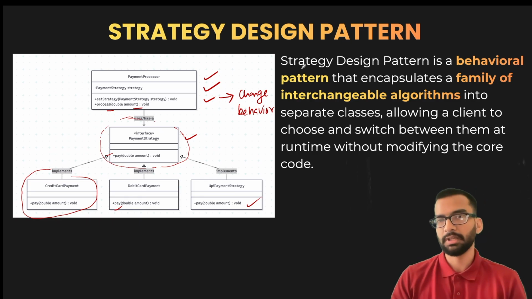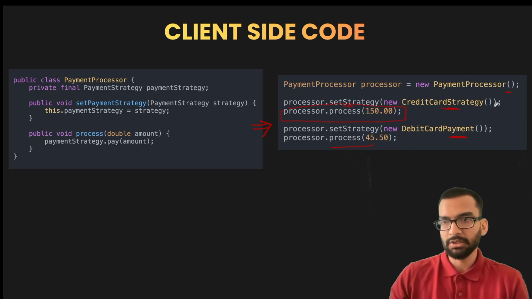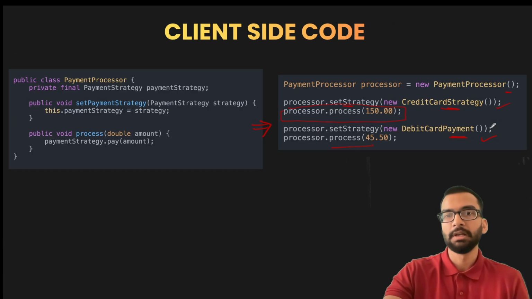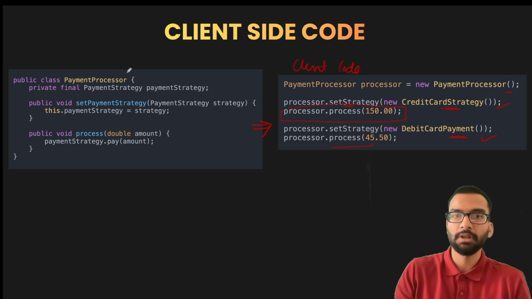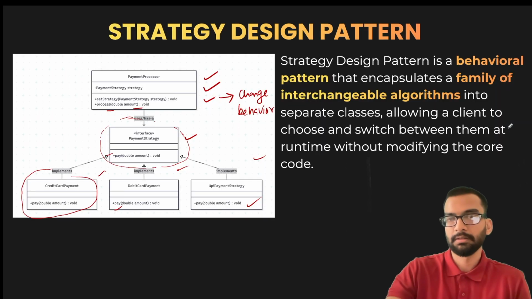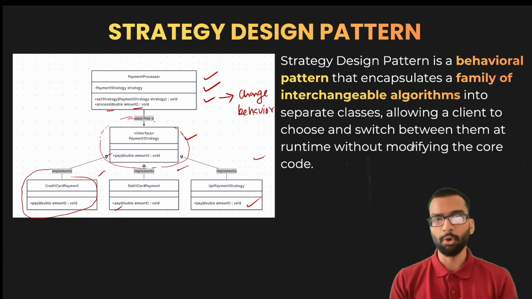Let's go through the official definition as well. Strategy design pattern is a behavioral pattern that encapsulates a family of interchangeable algorithms. So what we did is we interchanged the algorithms. These are called a family because they serve the same purpose, like processing the payment. We have encapsulated them into separate classes, allowing a client to choose and switch between them at runtime. This is the client code. Client code is the code which is executing the code which you are providing. So client code can switch and change between the strategies, between the behaviors at runtime without modifying the core code. So this is all about the strategy design pattern.